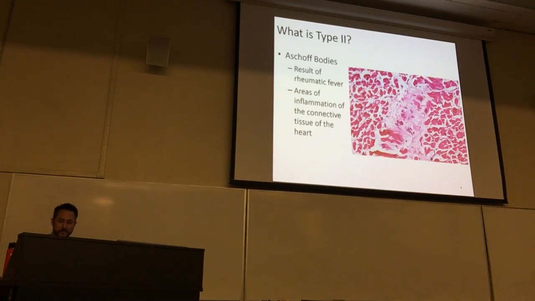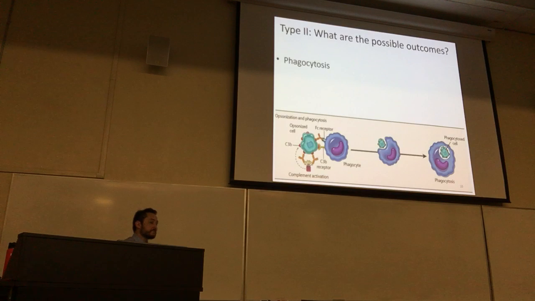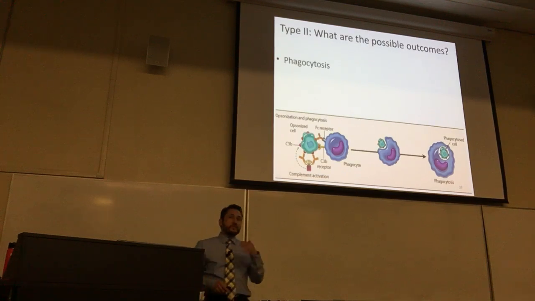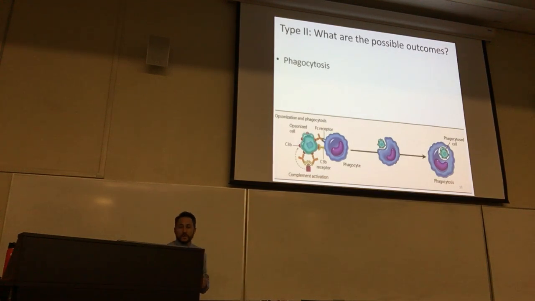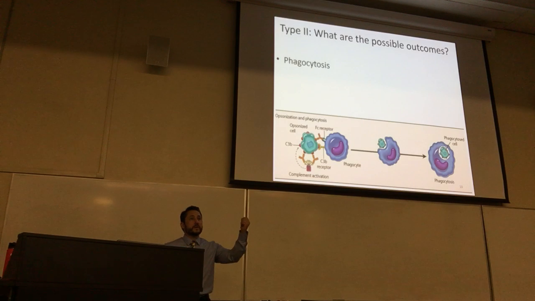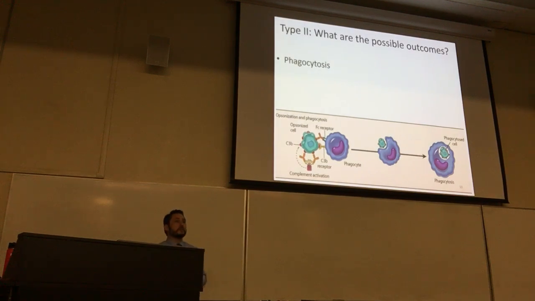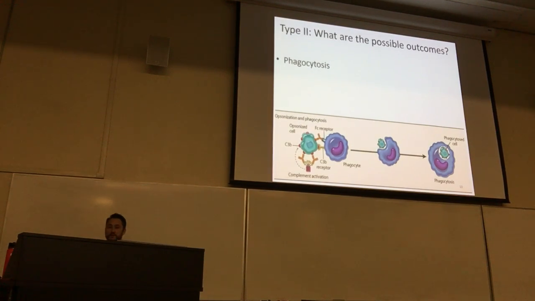Okay, in type 2, what are some of the outcomes that can take place? Well, if you've got this circulating antibody, you can actually signal a phagocytic cell to come engulf that cell that's displaying the antibody. So that's one possible outcome, is phagocytosis.